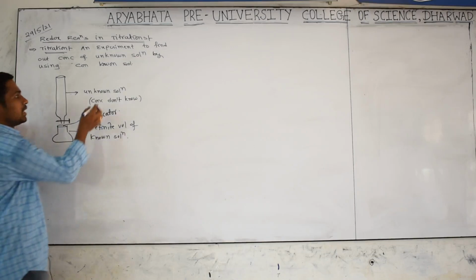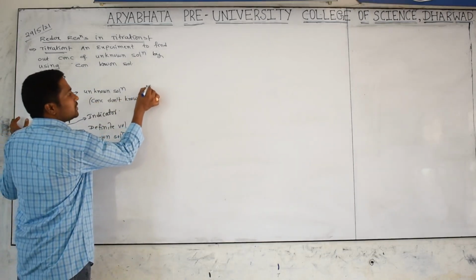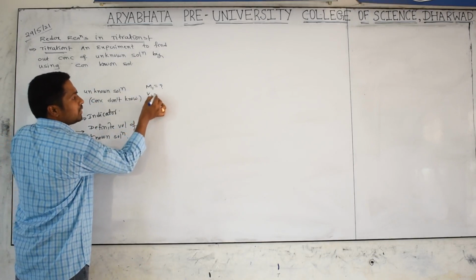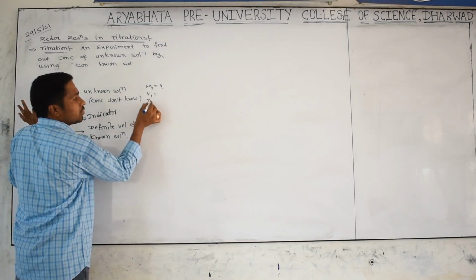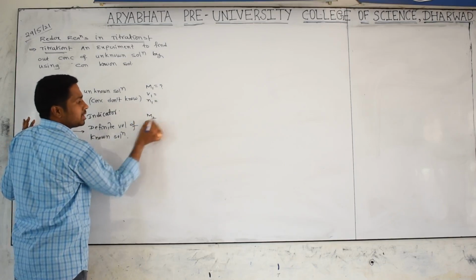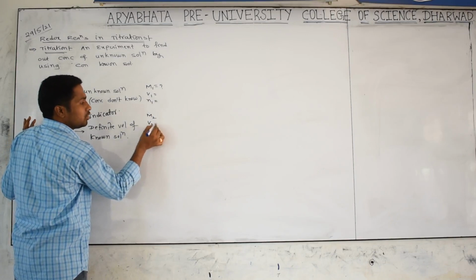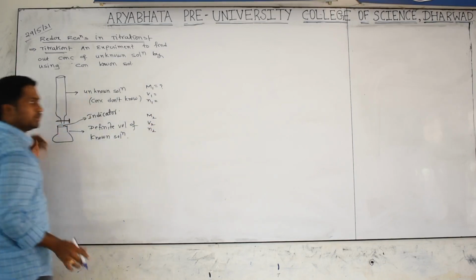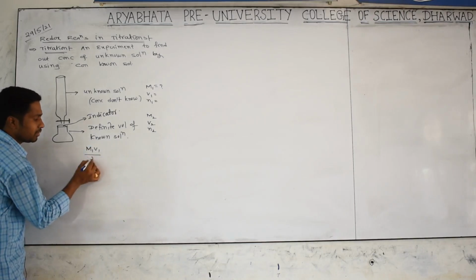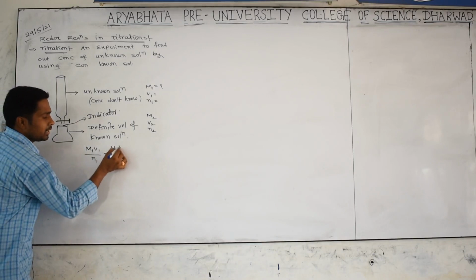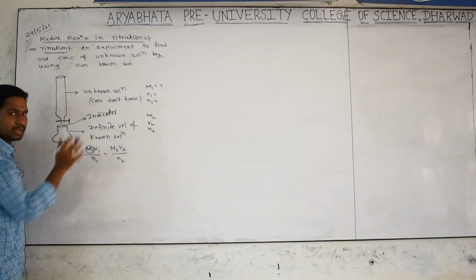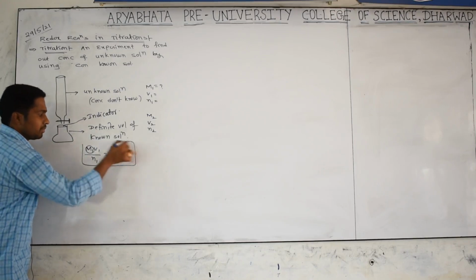Now the unknown solution has a concentration that has to be calculated, M1, with volume V1, and in the redox reaction the number of moles is N1. For the other solution, the concentration and volume are known, and the number of moles is also known. From these values, we get the formula M1V1 by N1 is equal to M2V2 by N2. This is the unknown term; everything else we know from the equation and from the experiment.